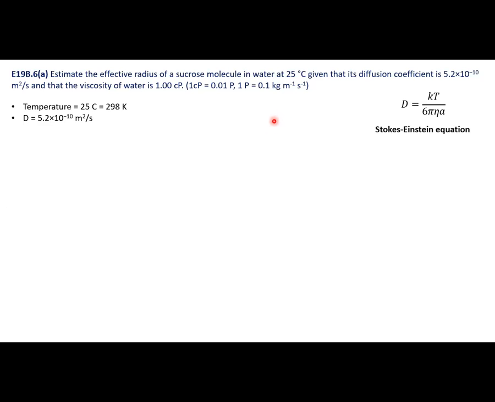So here, the question asks to calculate the effective radius of a sucrose molecule in water. That means we have to calculate the Stokes radius or the hydrodynamic radius A, and the diffusion coefficient is given for us. One equation that relates the diffusion coefficient and the hydrodynamic radius is the Stokes-Einstein equation. So let's rearrange this equation so that A is on the left side. A is equal to KT over the diffusion coefficient times 6 pi eta.